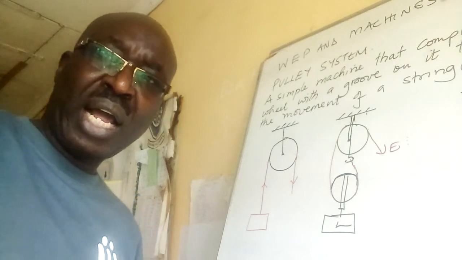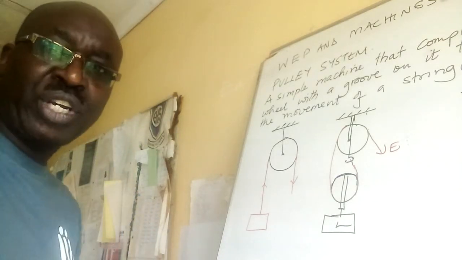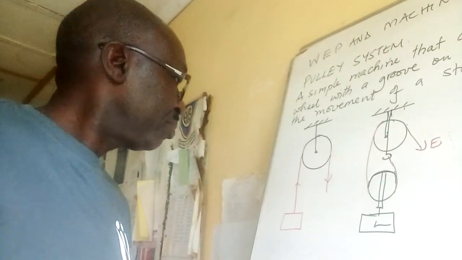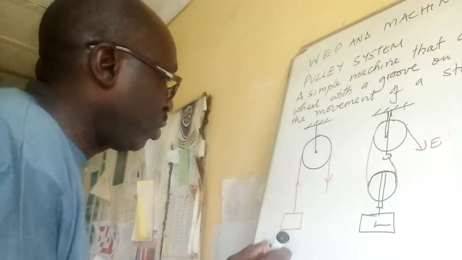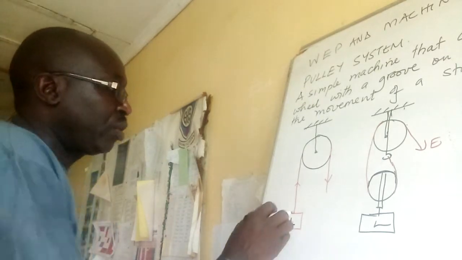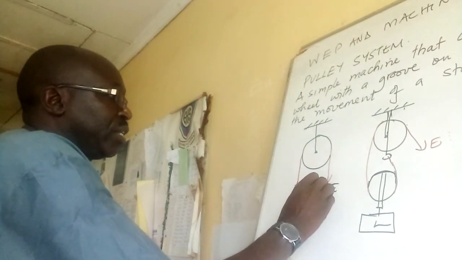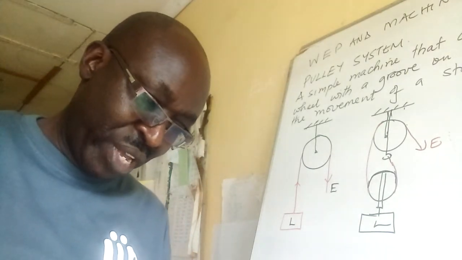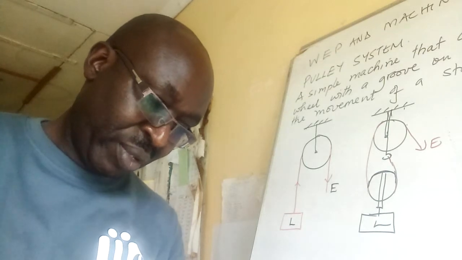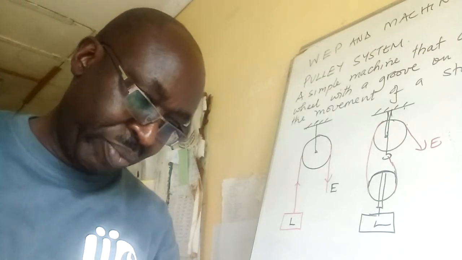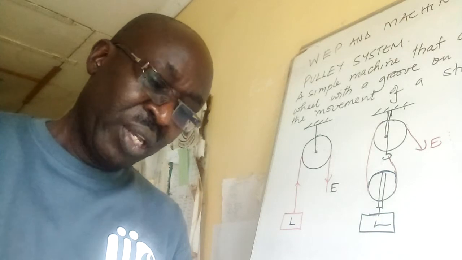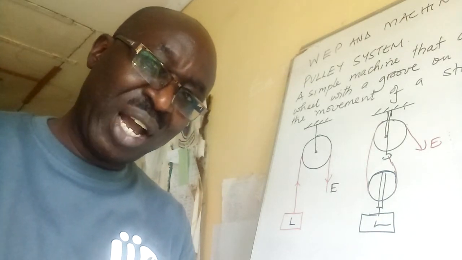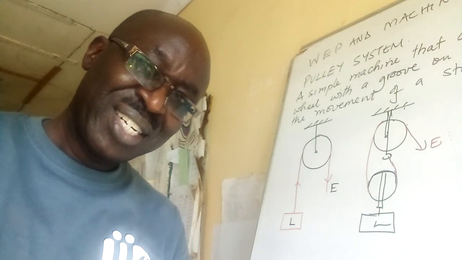So let us look at a few examples here which I have drawn. Let us focus on example one. You have the load here and you are applying the effort there. So what can you say about that? We are seeing that in the pulley system, your effort is converted to an upward effort. What do I mean?